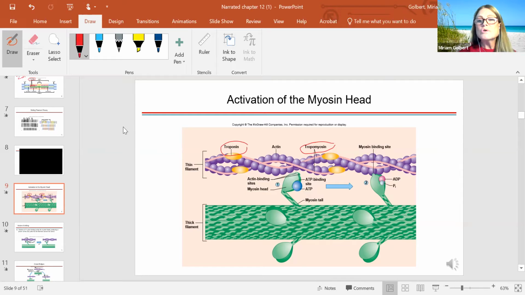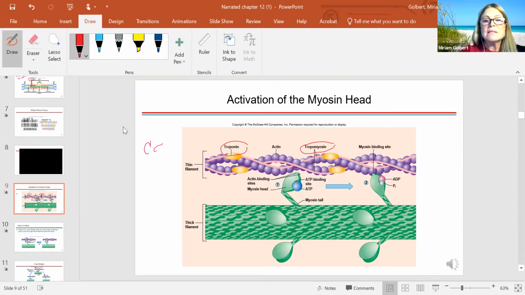So tropomyosin is blocking the active site on actin. And that active site is kind of like an indentation where the head of the myosin needs to connect to form that cross bridge. So when we are in the relaxed state, muscle is not contracting, right? The tropomyosin is covering that active site on the actin, and the head of the myosin cannot attach.